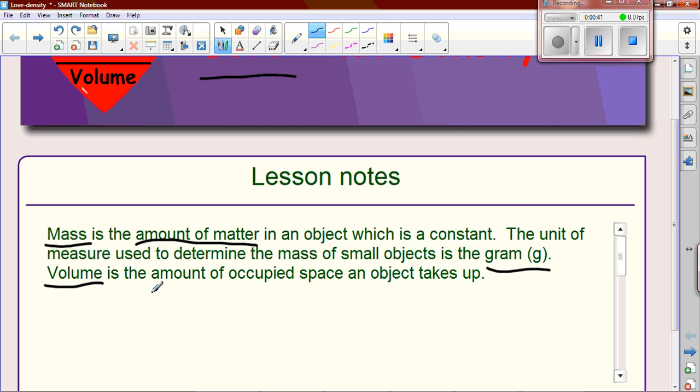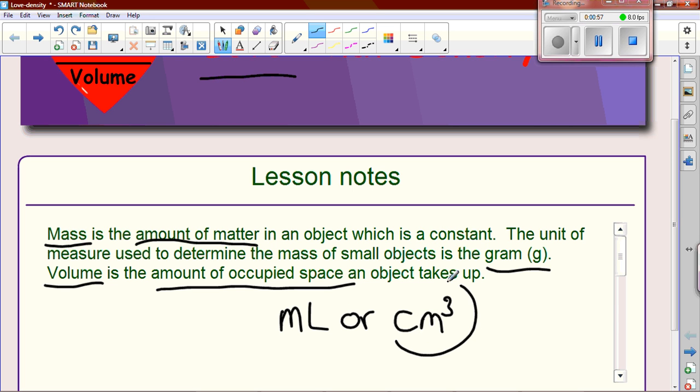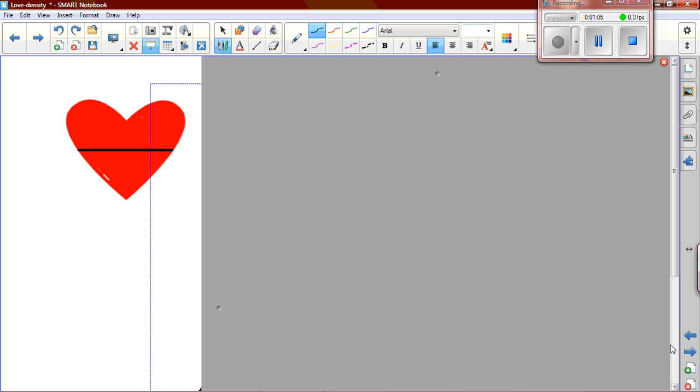Volume is again the amount of space that that object is taking up, and volume could be in either milliliters or centimeters cubed. It really could be in liters as well, but these are the most common ones. For our purposes in our lessons, we're going to use centimeters cubed, and remember that they're equal. 1 milliliter is the same thing as 1 centimeter cubed. Okay, so a couple of things to move on.